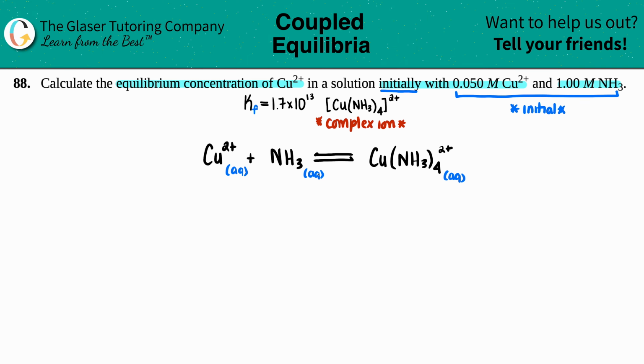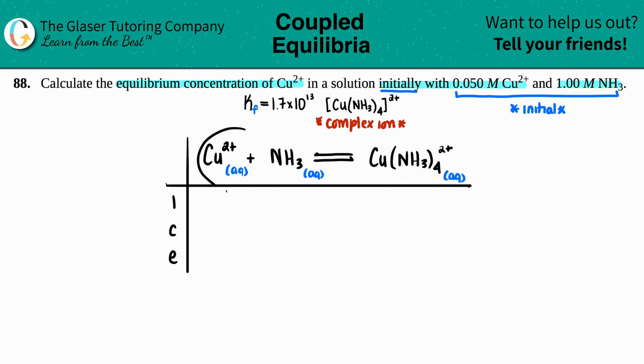And whenever we have initial concentrations, you guessed it, we need an ICE table. So I'm just going to pull this out like this. Ice it up. And before I do that, let's just make sure that this equation is balanced. You have 4 ammonias, so just make sure that you put a 4 in front of that NH3. Maybe I'll make it stand out a little bit. And now the equation's balanced. So let's go for it. They said that we started off with 0.050 molar of Cu2+, so initial was 0.050. And now I have 1.00 molar of NH3.